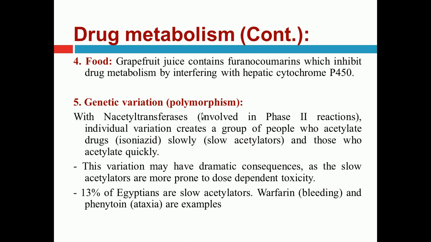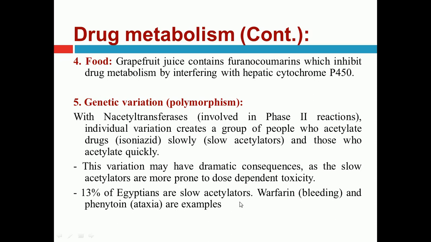Enzymes can have different forms. For example, N-acetyl transferases are involved in phase 2 reactions. Individual variation creates a group of people who acetylate drugs, for example isoniazid, an anti-tuberculosis or anti-TB drug, slowly. These are called slow acetylators, and those who acetylate quickly are called fast acetylators. So the drug will be metabolized slowly in the former.